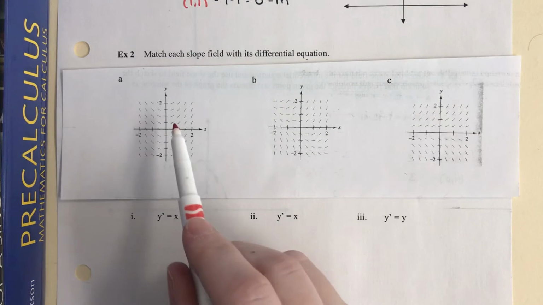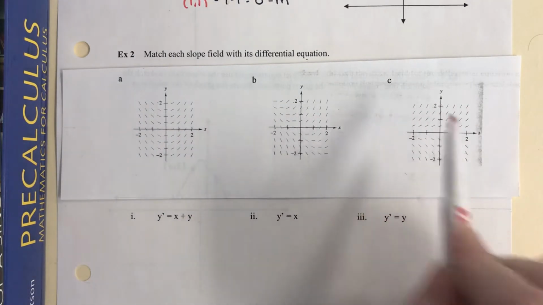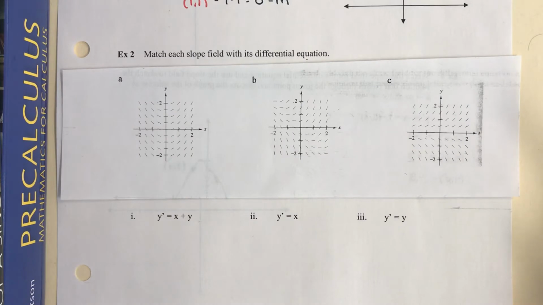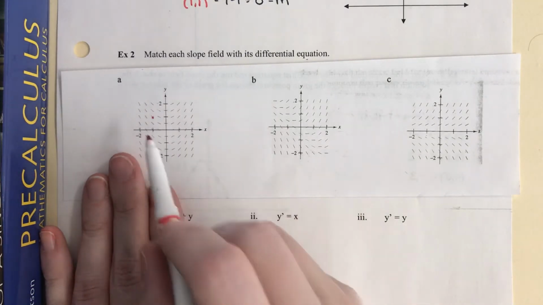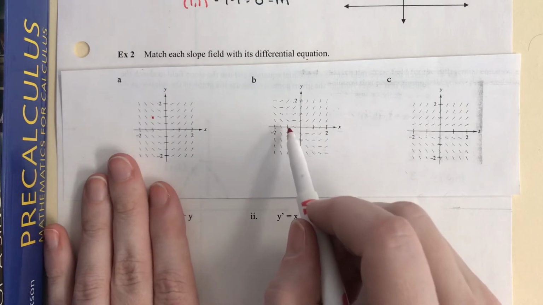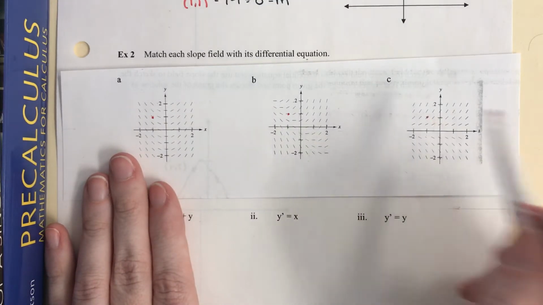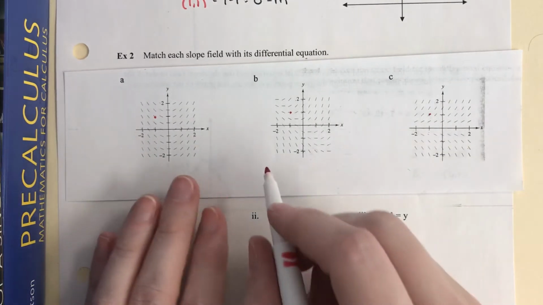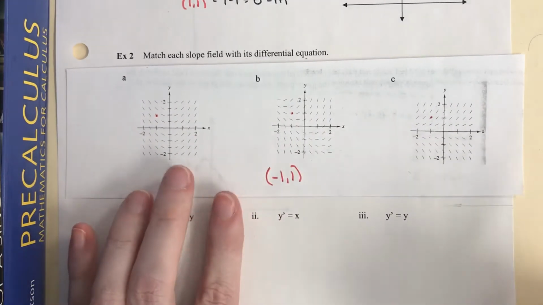Like if I use a point in the first quadrant, they all are positive slopes in the first quadrant, so I'm not going to use a point in the first quadrant. So if I look around, probably a good point would be negative 1, 1. In A graph, it's a negative slope. In B graph, it's a 0 slope. In C graph, it's a positive slope. So that's pretty good. That's going to be a good point to check, negative 1, 1. And if I have to check more, I will.